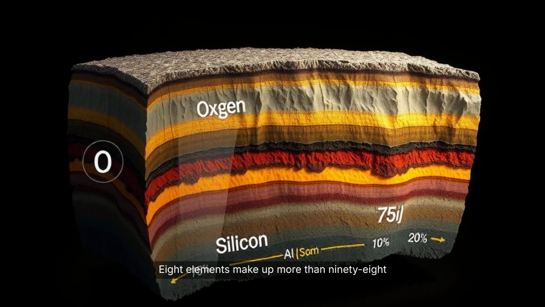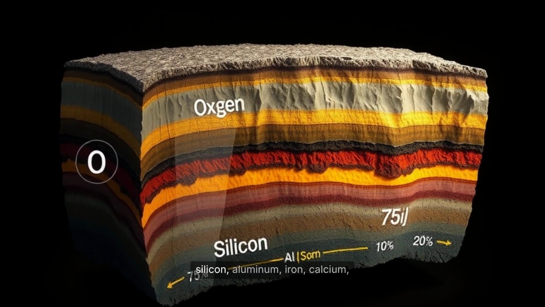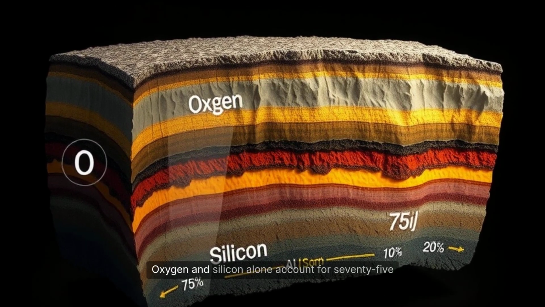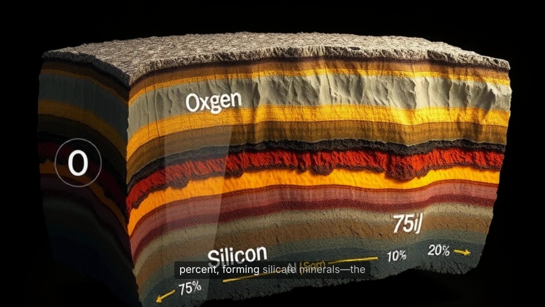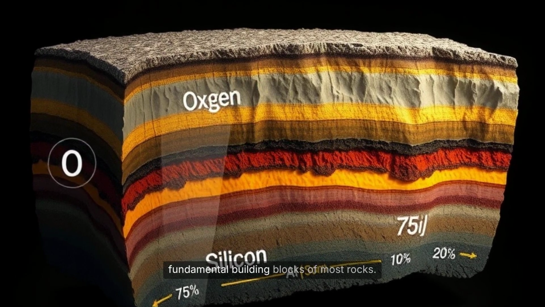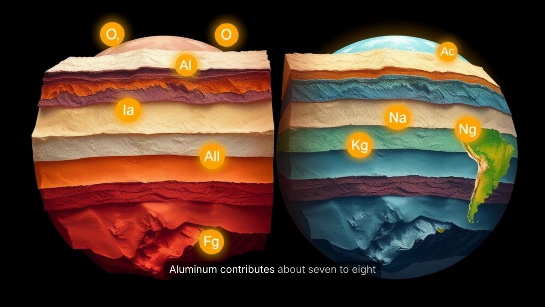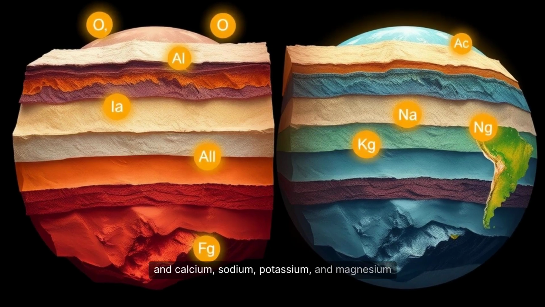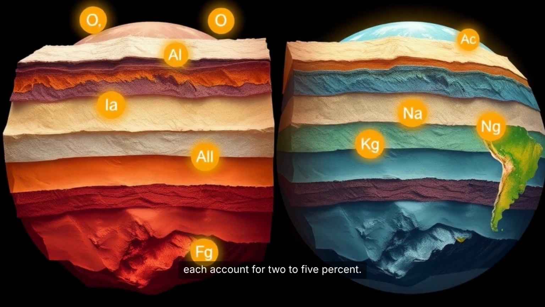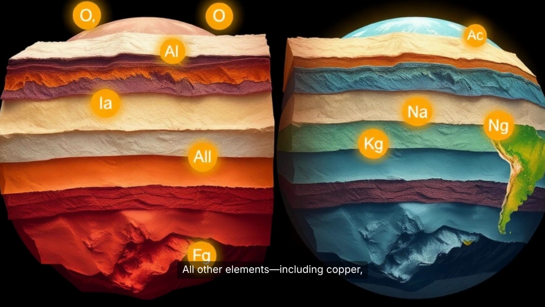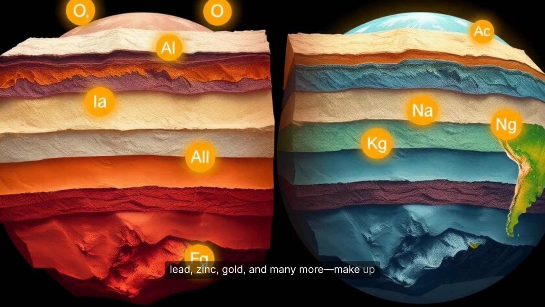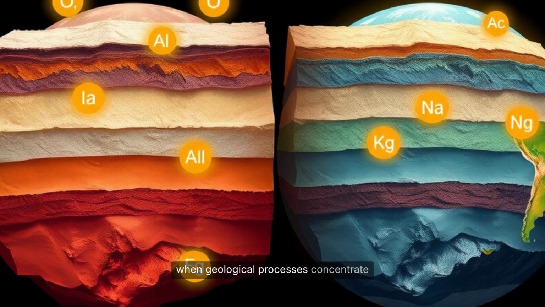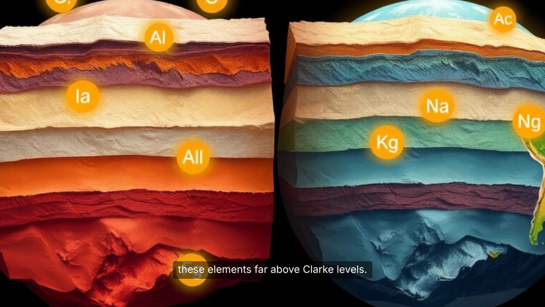8 elements make up more than 98% of the crust: oxygen, silicon, aluminum, iron, calcium, sodium, potassium, and magnesium. Oxygen and silicon alone account for 75%, forming silicate minerals, the fundamental building blocks of most rocks. Aluminum contributes about 7 to 8%, iron about 4 to 6%, and calcium, sodium, potassium, and magnesium each account for 2 to 5%. All other elements, including copper, lead, zinc, gold, and many more, make up less than 0.5%, which is why ore deposits are economically valuable only when geological processes concentrate these elements far above Clark levels.